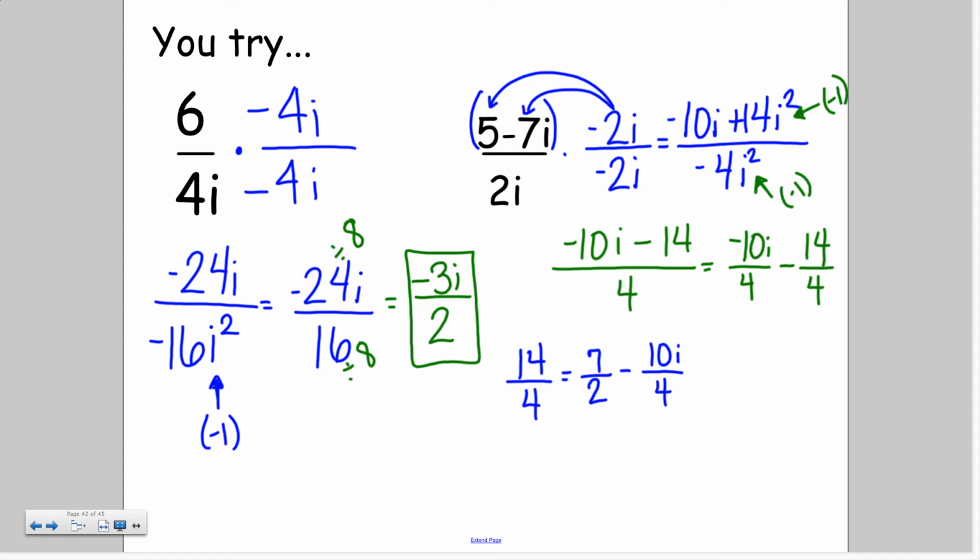Now I can simplify 10 over 4. 2 will go into both of those, so I'm going to end up with 7 over 2 minus 5i over 2. Let me erase these extra little dots. And that will be my answer for this one. This should be negative because it is a subtraction sign out front. So that should be a negative 7/2 minus the 5i over 2.